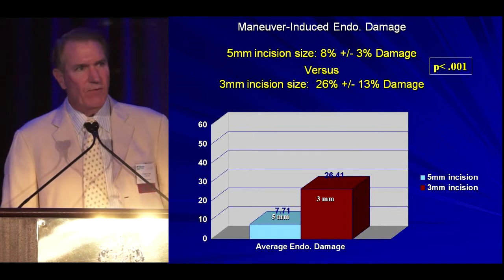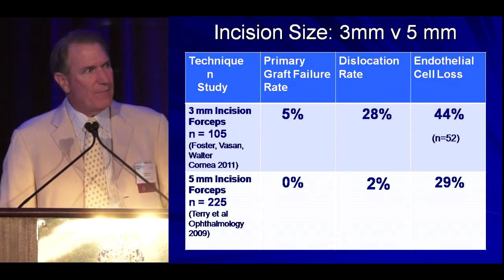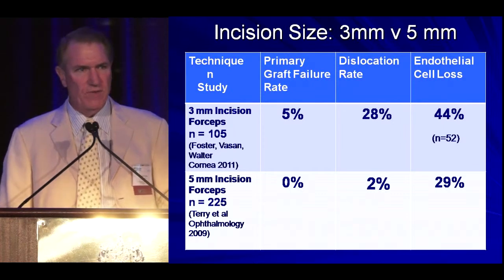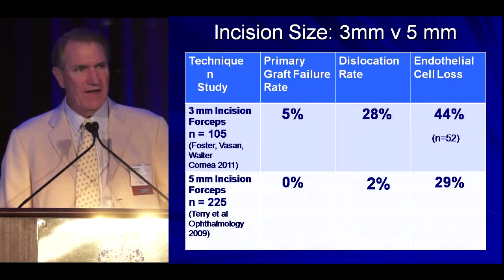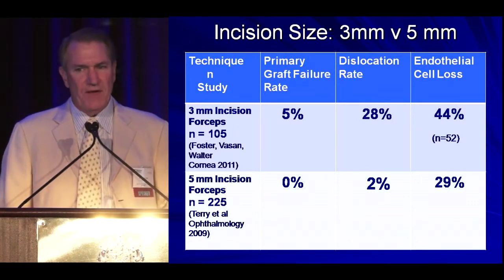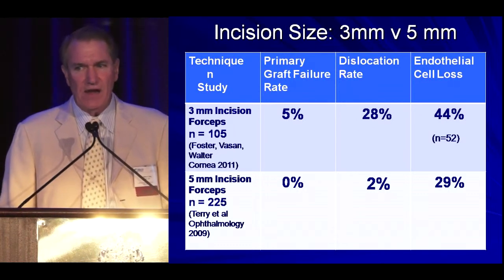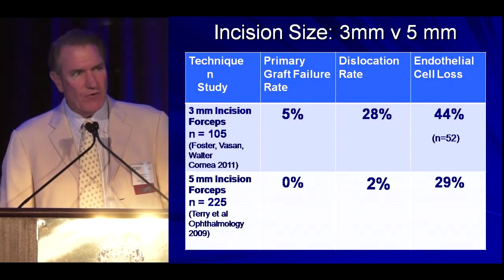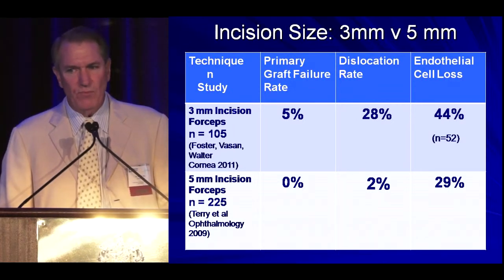So you could say, well, that's the laboratory. I don't believe just laboratory. I want to see what happens with patients. Well, what we did is we looked at the papers that we published using a 5 millimeter incision, and then we looked at the available papers on a 3 millimeter incision. When you look at the primary graft failure rate of a 3 millimeter incision with an N of 105 patient eyes, it was 5%. The dislocation rate using a 3 millimeter incision was 28%, and the endothelial cell loss at 6 months was 44%. You look at the 225 eyes that we published in 2009, and we did not have any primary graft failures. We had a 2% dislocation rate and a 29% endothelial cell loss.